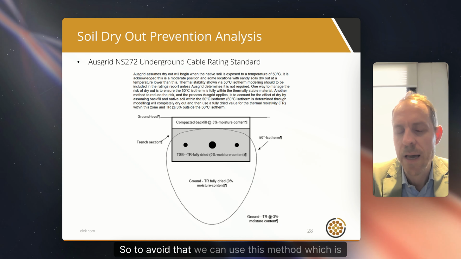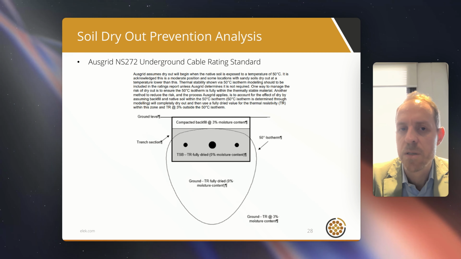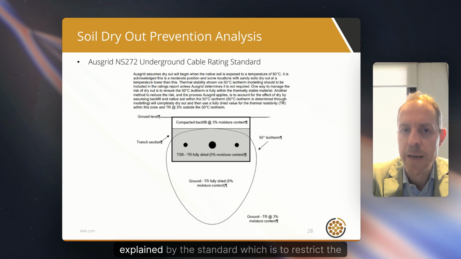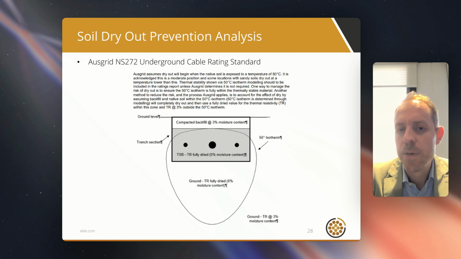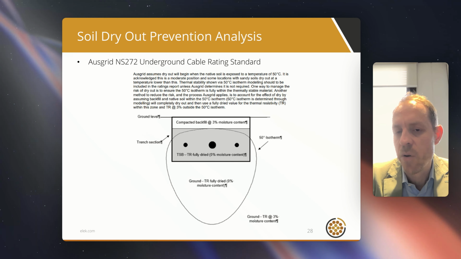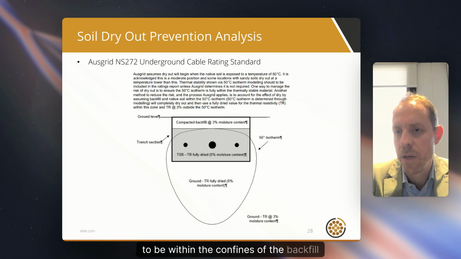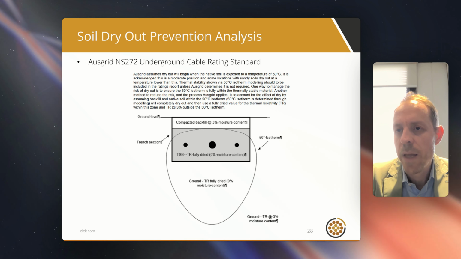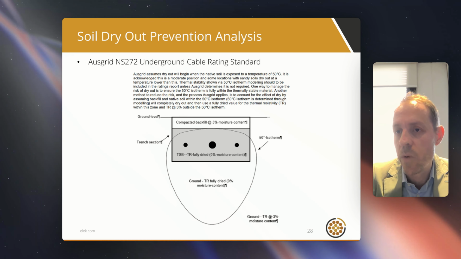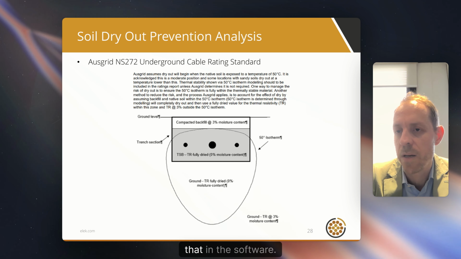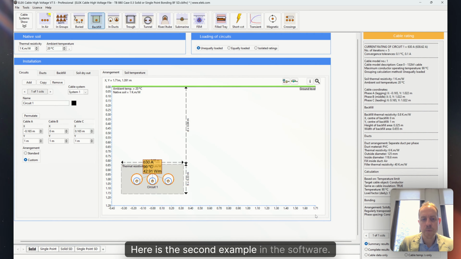So to avoid that, we can use this method, which is soil dryout prevention, and that is explained by the standard, which is to restrict the 50-degree isotherm to be within the confines of the backfill material. And now I'm going to show you how to do that in the software. Here is the second example in the software.